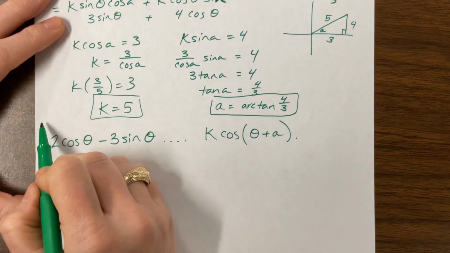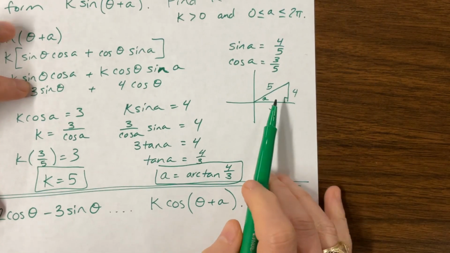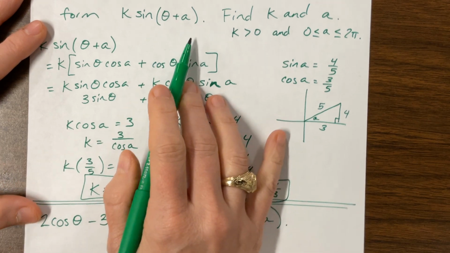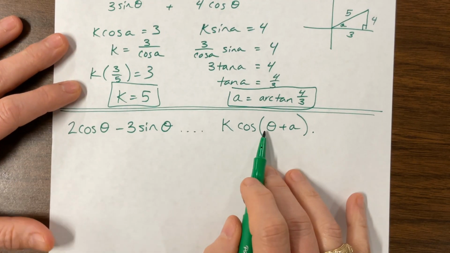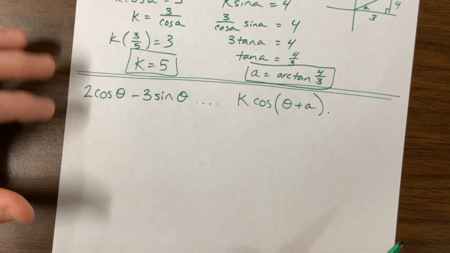So then I wrote a second problem. The difference being, this one was a nice little triple, and it had sine of theta plus a. This one is going to involve cosine. And same restrictions on the variables. I didn't write that this time, but here you go.